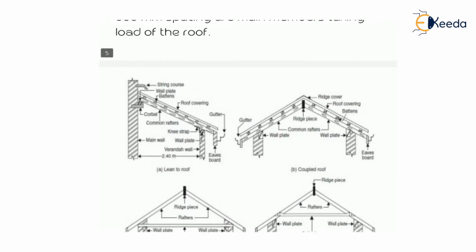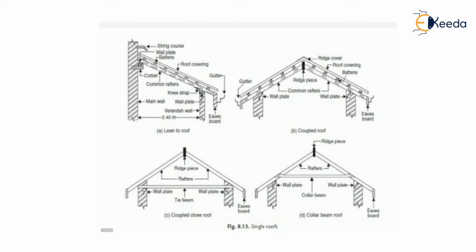Okay, those are the single roof truss images. You can see that this is a truss-like structure. Roof is nothing but a truss-like structure having a sloping surface. Okay, and those are the different types. Where are the rafters provided? These are the common rafters.